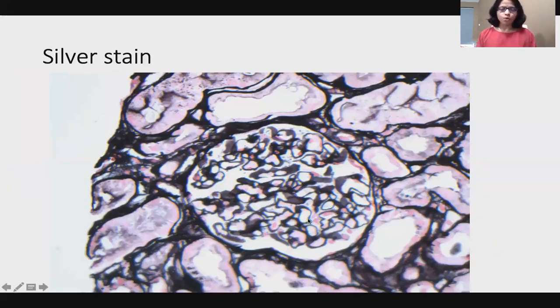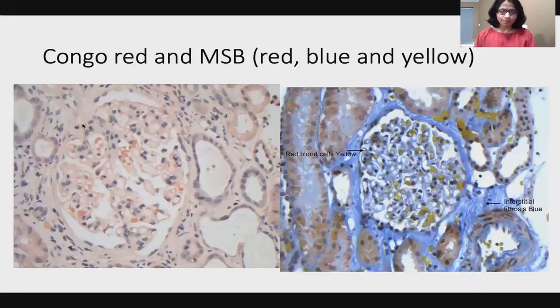So another stain that we use is the silver stain. That is really, really useful to again look at the basement membrane, especially of the capillary loops. And when we look at membranous pattern, I will show you how important the stain is in picking up subtle changes within the basement membranes, as well as in certain cases of membranous pattern. The silver stain is also quite nice in looking at the tubular basement membrane. It also may highlight areas of chronic damage where the interstitium is fibrosed.